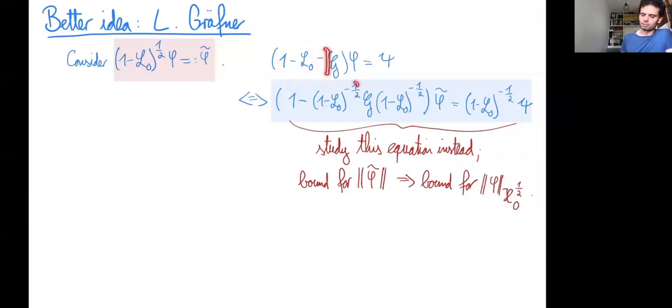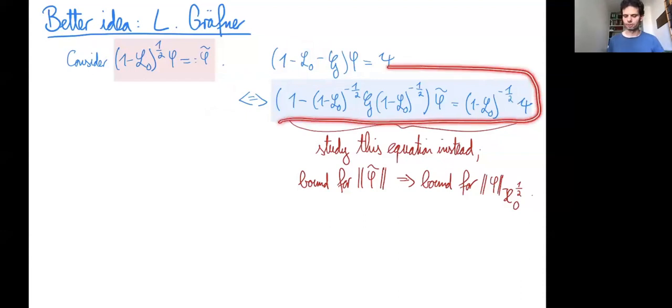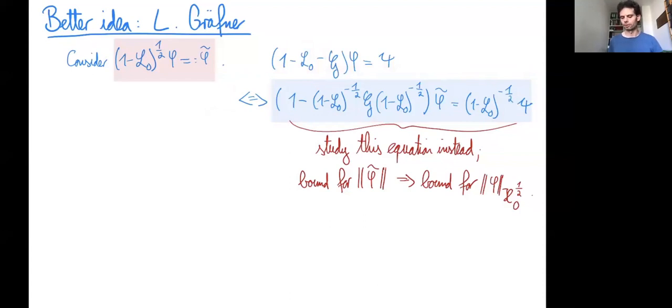Here we pick up this term. And of course, since we hit everything from the left with this operator, we also have to hit the right-hand side with this operator. So instead of going to the resolvent equation, we study this equation. And the bound for that, this I already said. So if we bound this one in L2, we bound this one in H1/2.